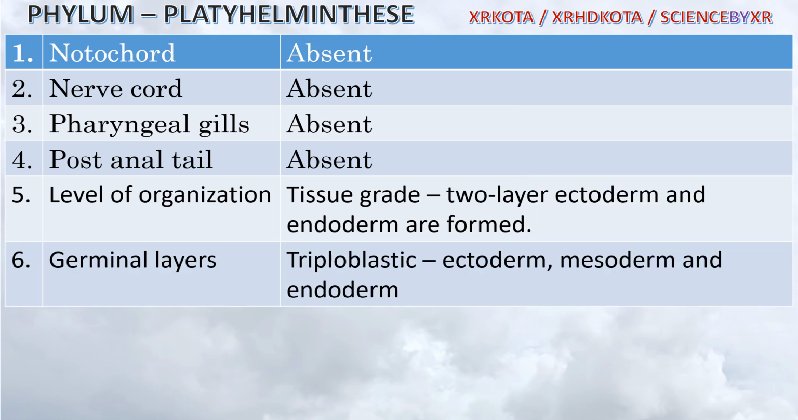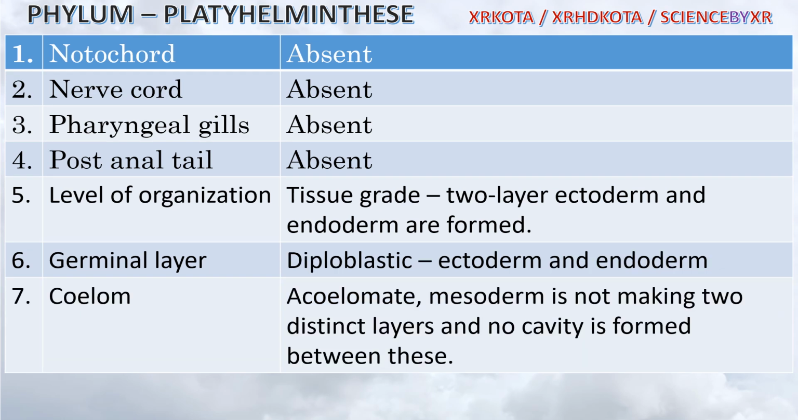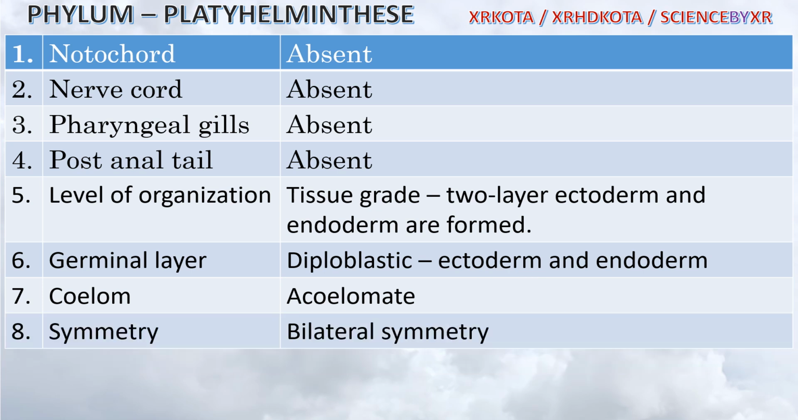Next is germinal layer. So they are triploblastic. Three germ layers are clearly seen in them. For the first time the third germ layer, mesoderm, has come, because before this the two phyla, that is Coelenterata and Ctenophora, were both diploblastic. Here the mesoderm has come first time, so they are triploblastic. Coelom, it is absent. However, the mesoderm is formed, but the mesoderm is only forming one single layer. Two distinct layers are not formed and a cavity is not formed between them, and that is why they are called acoelomate. Okay. Next, symmetry. So they are bilaterally symmetrical because the body is flat.